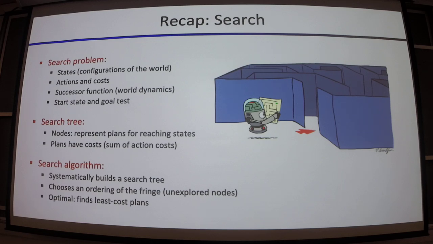We have a notion of optimal. Does it find the least cost plan that is possible? And then there's also the notion of complete. Does it find a plan if one exists, right?